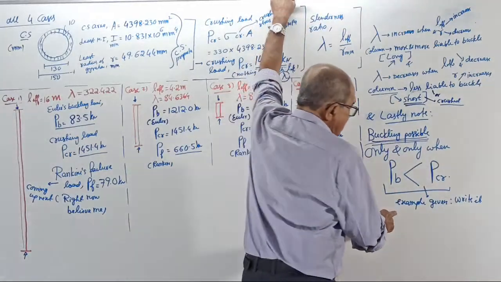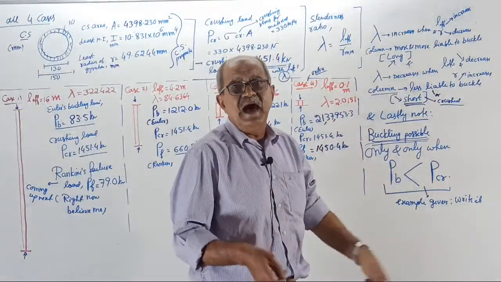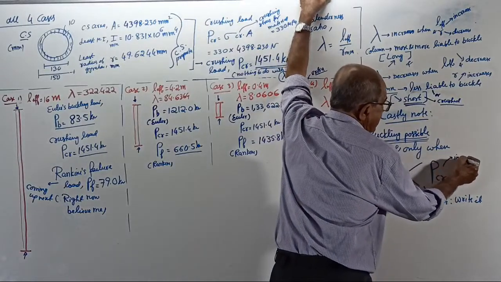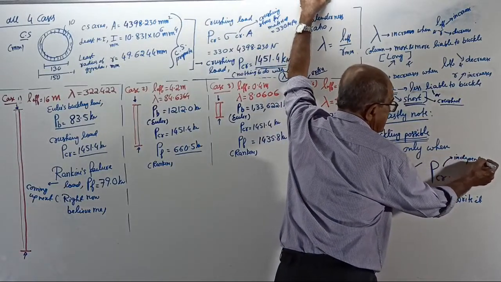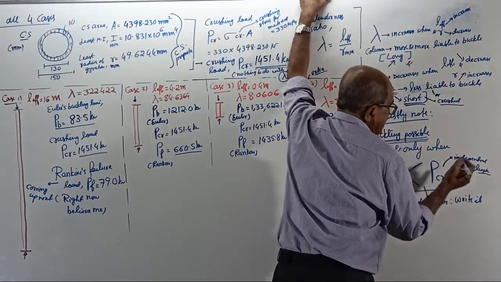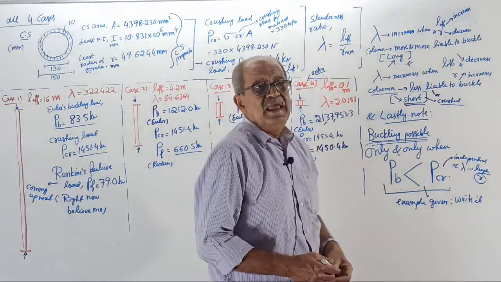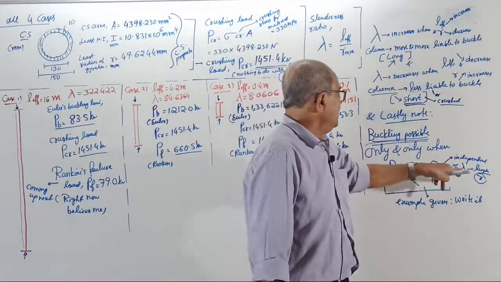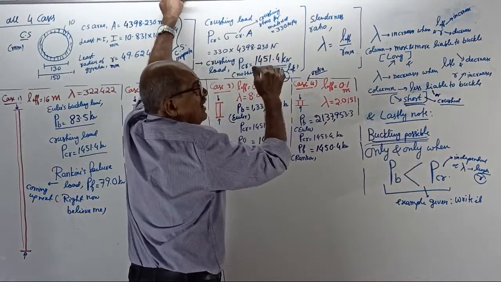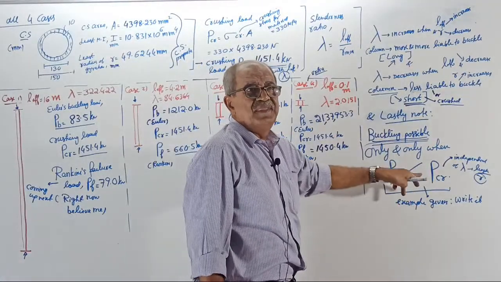I told here, example given in the class, write it. And remember, crushing load is independent of lambda, that is length and other things. Length and also R. The crushing load is independent of, when I did crushing load here, there is no length required, only cross-sectional area. So, this clear? I will explain with an example.